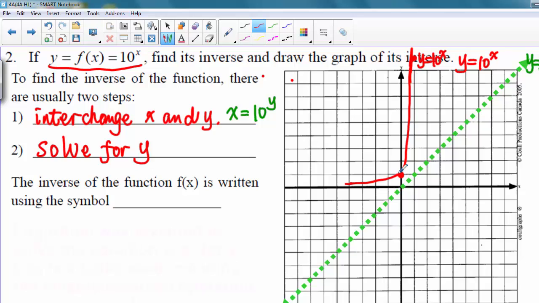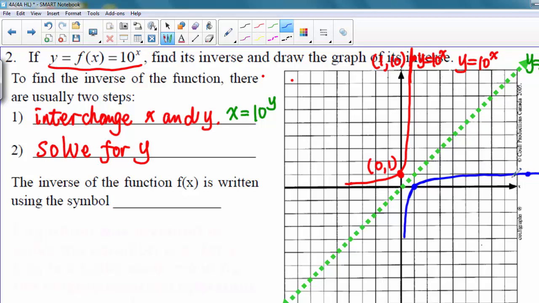So we know the original graph passed through (0, 1), and this special point is (1, 10). So my inverse graph, let's use the blue one, should pass through (1, 0). You can just switch around the x coordinate and the y coordinate for every point. So the second special point will be (10, 1). Okay, so here we go. The graph, which is the reflection image over the line y equals x, is this blue one.